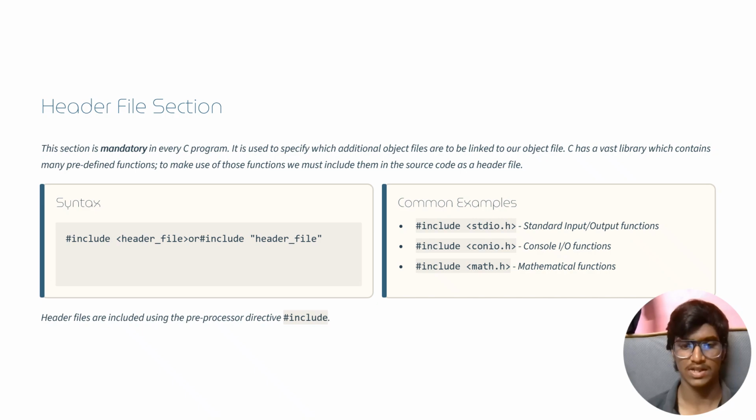Common examples: #include <stdio.h>, conio.h, math.h. Stdio.h represents standard input output functions. Conio.h declares console input and output functions. Math.h declares mathematical functions. Header files are included using the preprocessor directive #include.